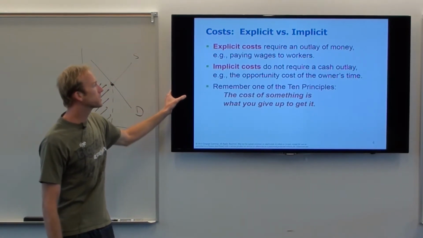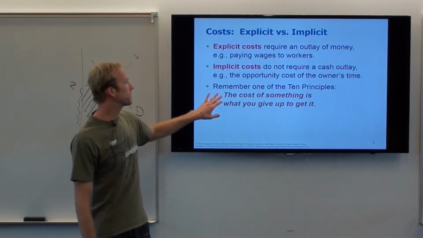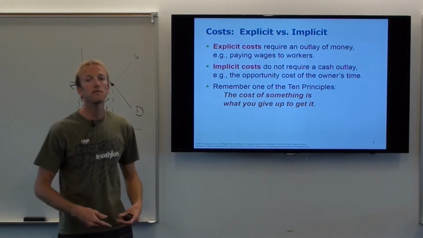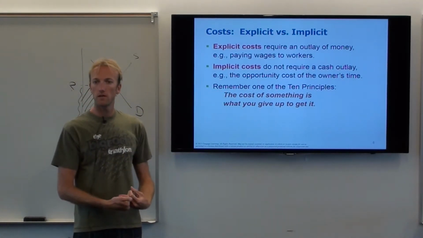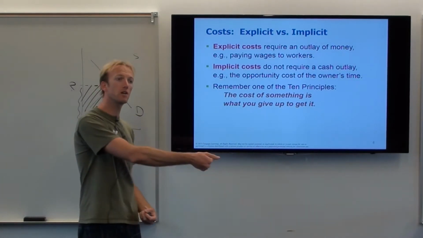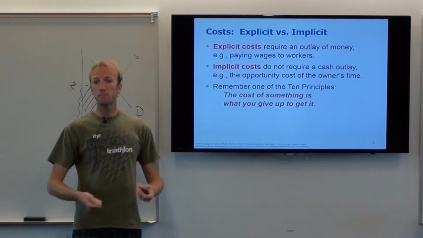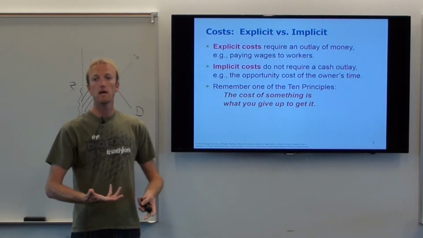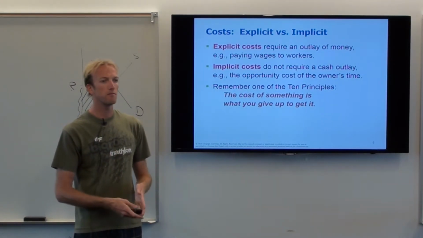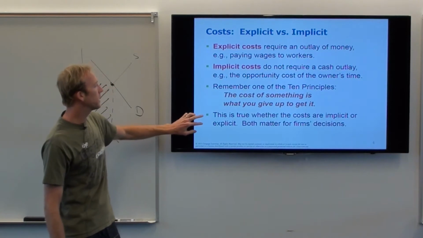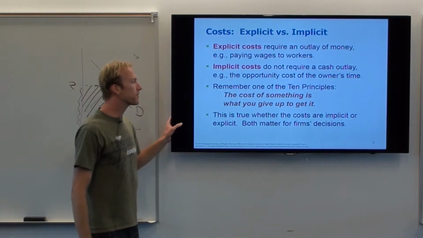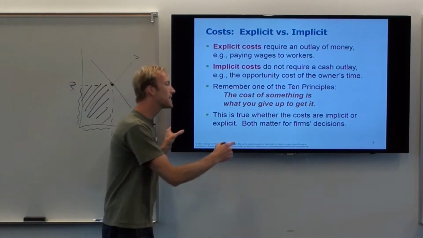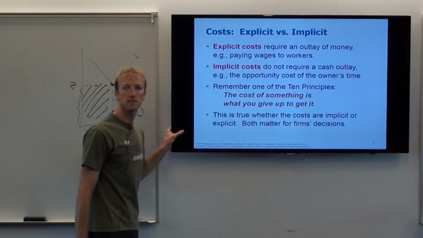Okay? So don't forget that one of our big 10 principles is that the cost of something is what you give up to get it. So in order to produce a good, what did we give up to produce the good? You have to think of everything, not just the money and the inputs and the laborers, but also the opportunity cost of people's time. All right? So whether the costs are implicit or explicit, they both matter for firms' decisions.